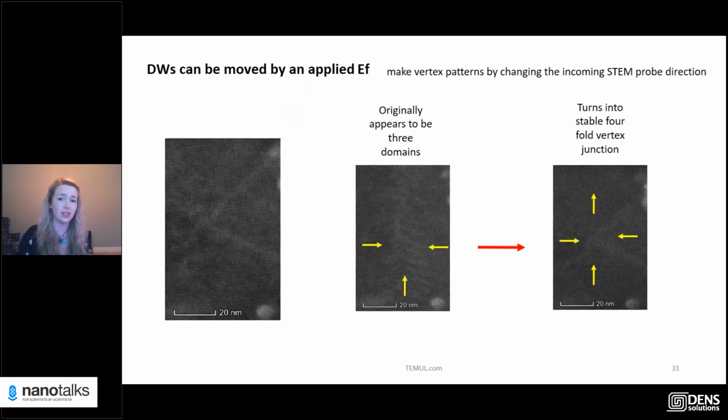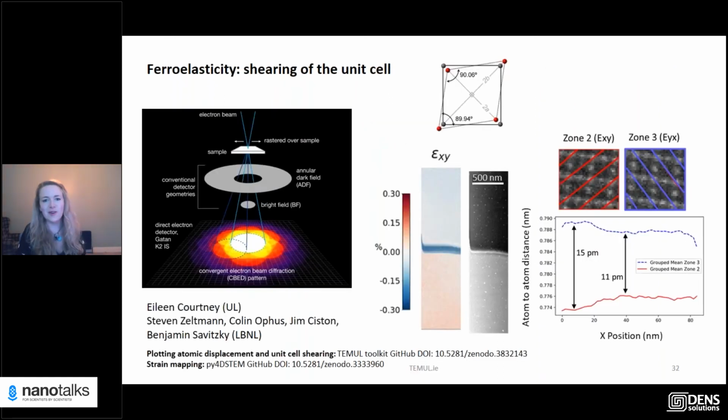And as long as you don't damage your sample, so you don't give it too much beam current, then it is cyclical because you're not damaging it. Okay, so that's great. So we figured out the displacement, we figured out we could move the wall. We now know when we bring the STEM probe in a certain direction, what that results in the type of domain wall orientation. But it's still not a proper ferroelectric, it's still improper.